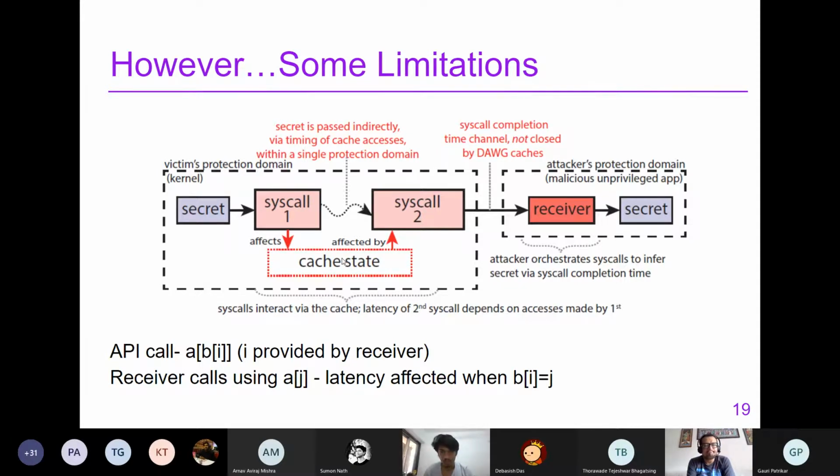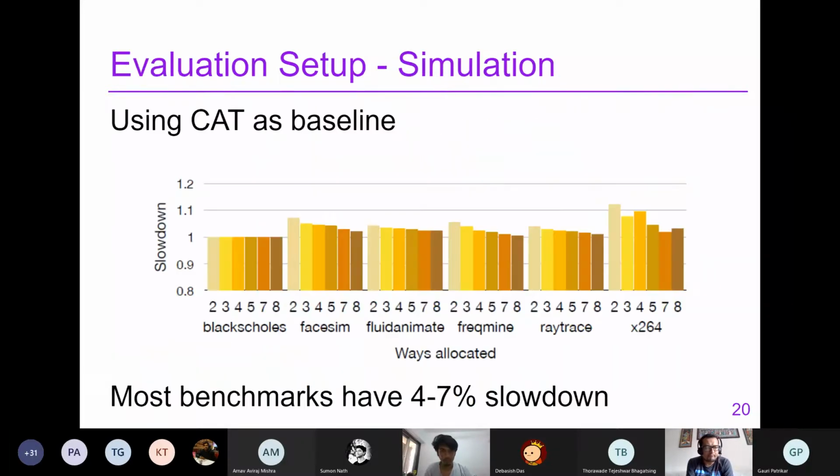So now after the receiver does this, he can start giving more API calls from A using A of j, where we can just do a trial and error: j equal to 1, j equal to 2, j equal to 3. And whenever he gets a lower latency for the API call, then you can get some information that B of i is equal to j. So this is one of the limitations which this paper does not tackle.